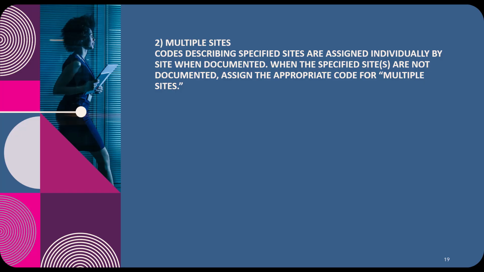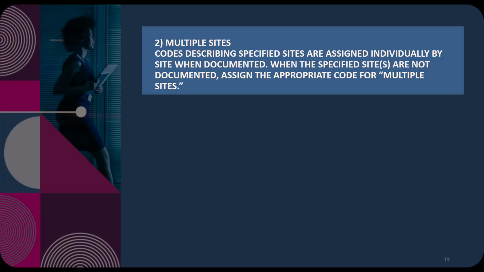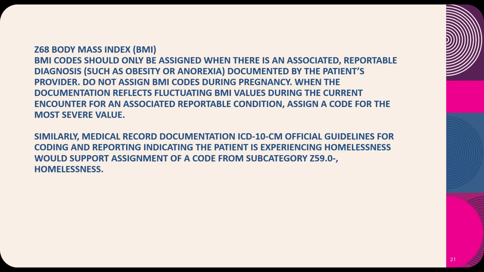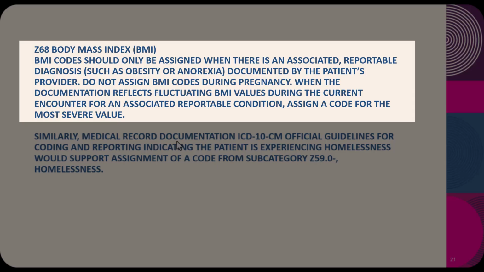this is similar to what we were talking about before. Codes describing specific sites are assigned individually by site when documented. When specified sites are not documented, you have to assign the appropriate code for multiple sites. Body mass index. I do believe this one is new.